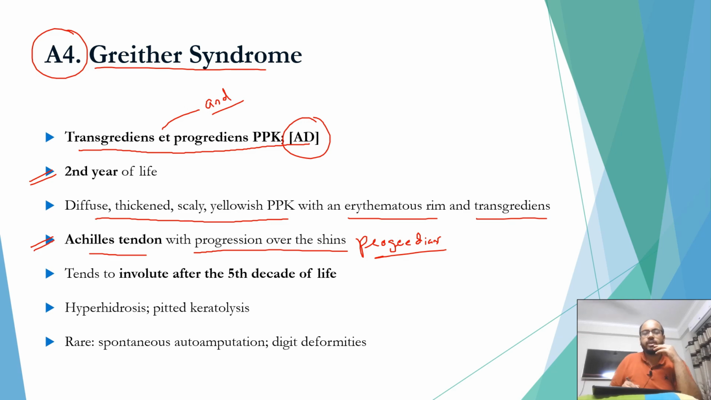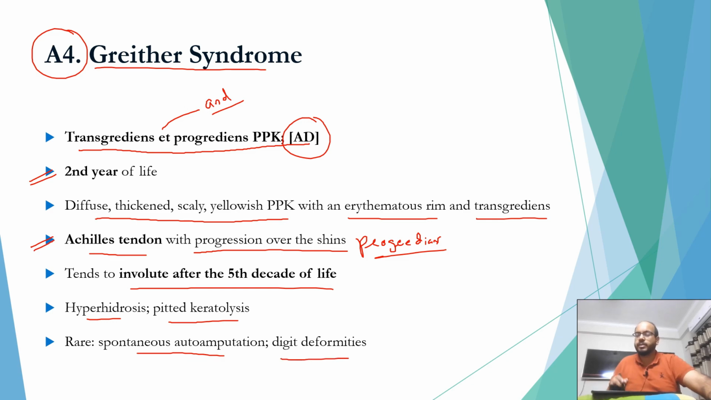Greither syndrome tends to involute after the fifth decade of life. That means after the age of 40s, when the fifth decade starts, it involutes, it goes back and improves. There is hyperhidrosis and there's pitted keratolysis. Rarely spontaneous autoamputation or delayed deformities can also occur. Let's move forward.